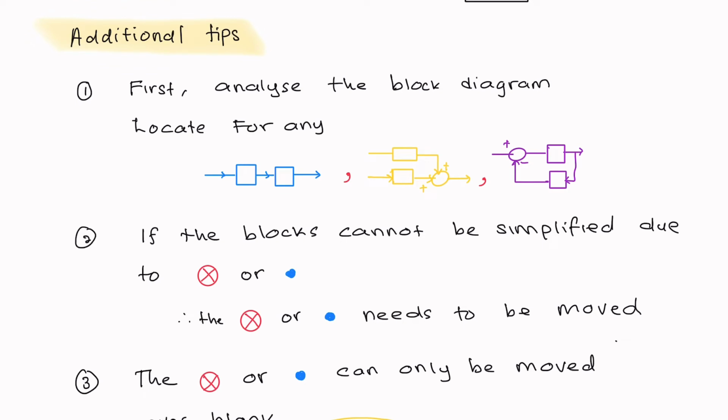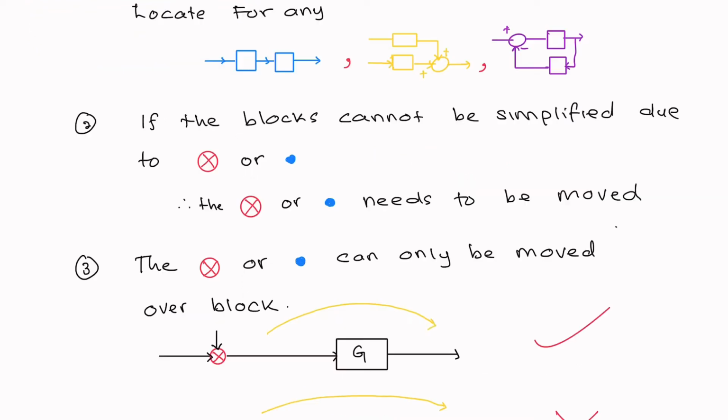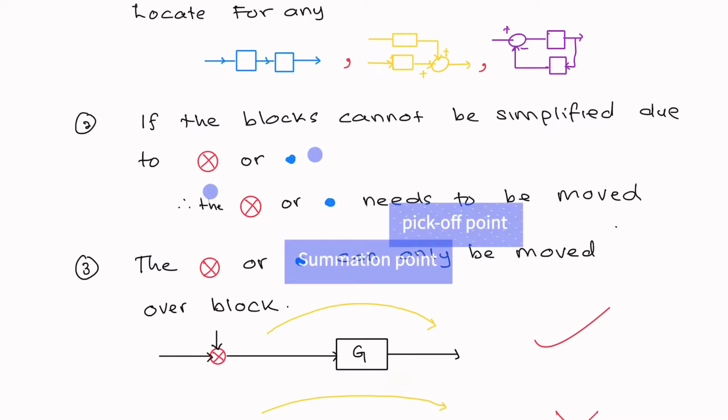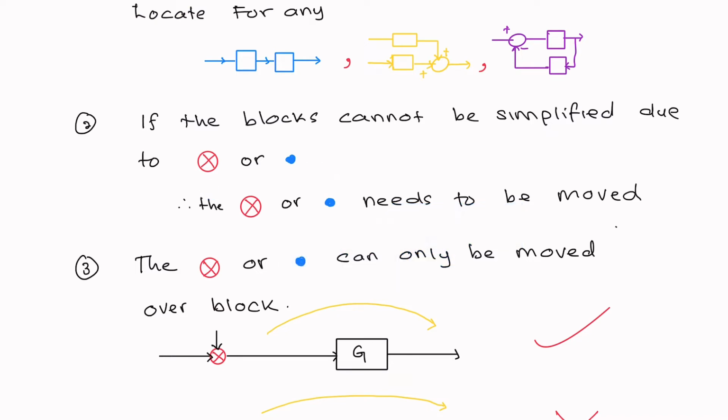So the first step in block diagram simplification method is to analyze the block diagram, where in this step, we need to locate any series block, feed-forward parallel block, or feedback parallel block. If we find any of these blocks in the block diagram, then we're going to simplify it. However, if the blocks cannot be simplified due to the position of the summation point or the pick-off point, then the summation point or the pick-off point needs to be moved.